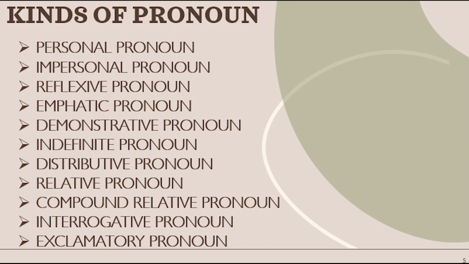Now, if we talk about exclamatory pronouns, we see that an exclamation mark is used with them. For example, what, still here? I thought you had gone home. So in this sentence, we see that an exclamation mark is used with what and still here, so they are known as exclamatory pronouns.